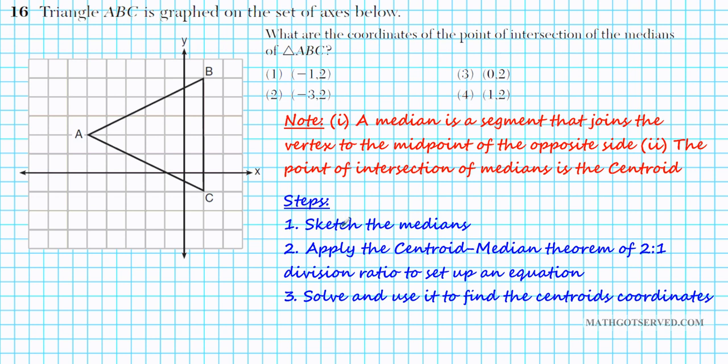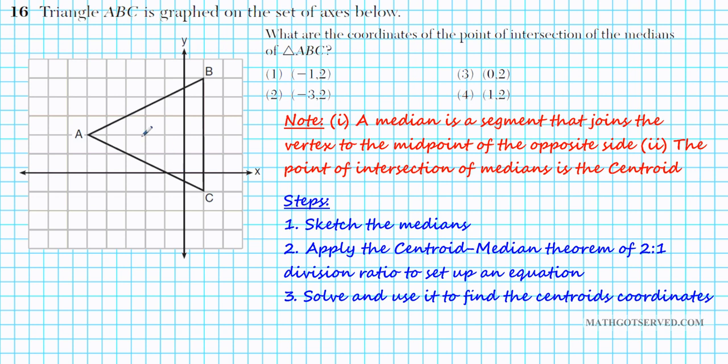All right, these are the steps we're going to follow to solve this problem. First of all, we'll sketch the medians to give ourselves a visual. Then we're going to use the centroid median theorem of 2-to-1 division ratio to determine where the centroid is located on a median. Okay, so the setup from step 2, we're going to solve it to determine the split of the median and then find the coordinate of the centroid from there.